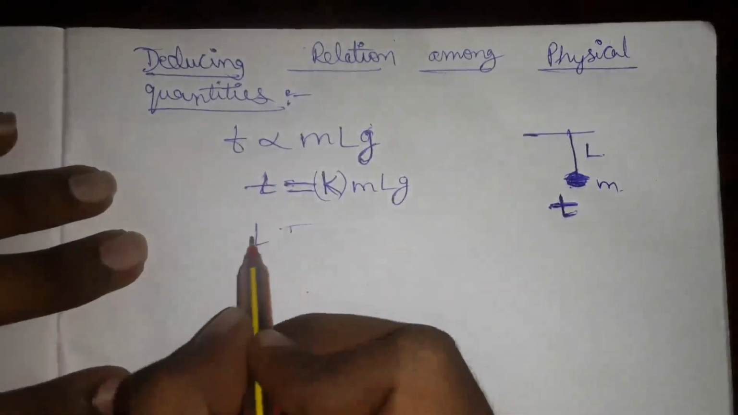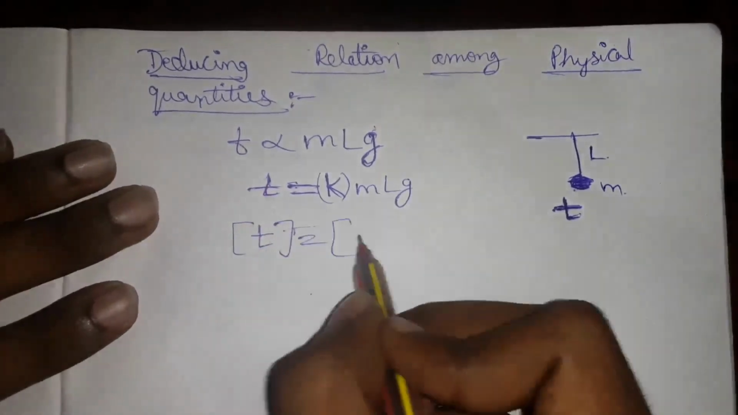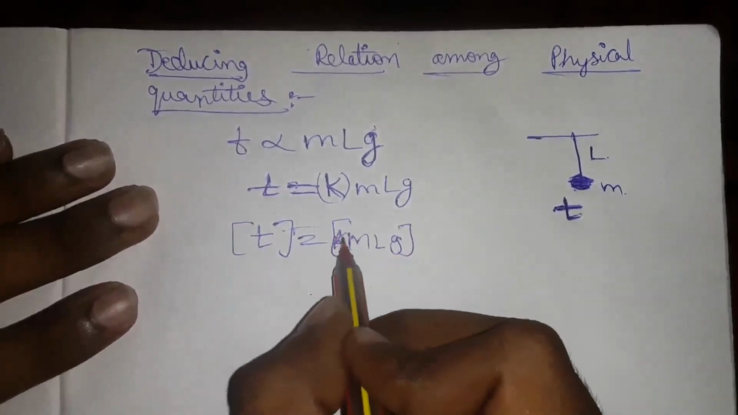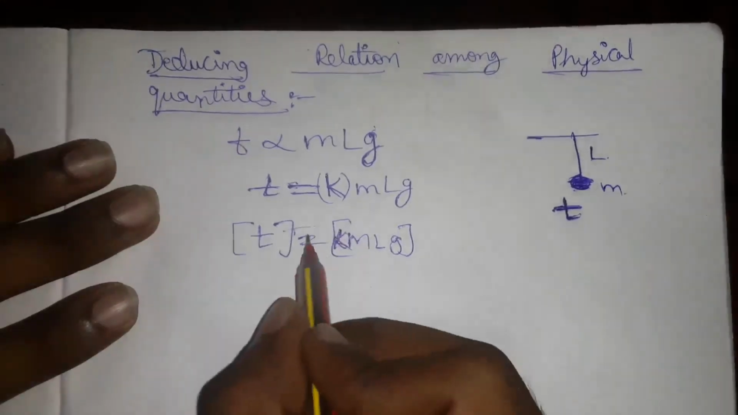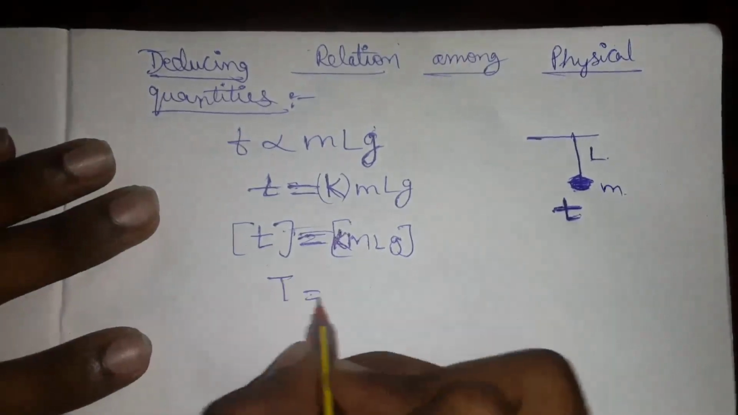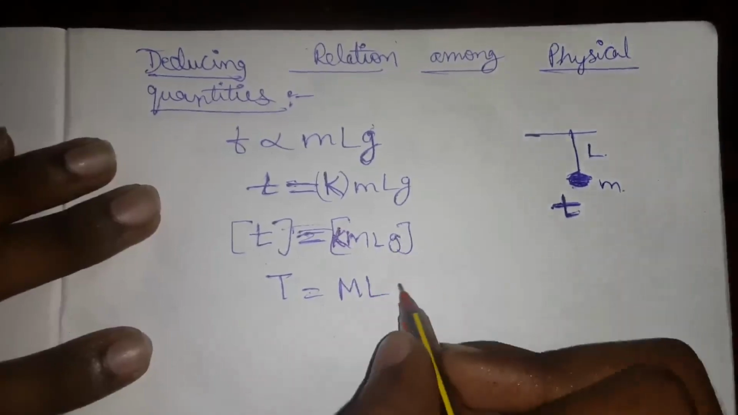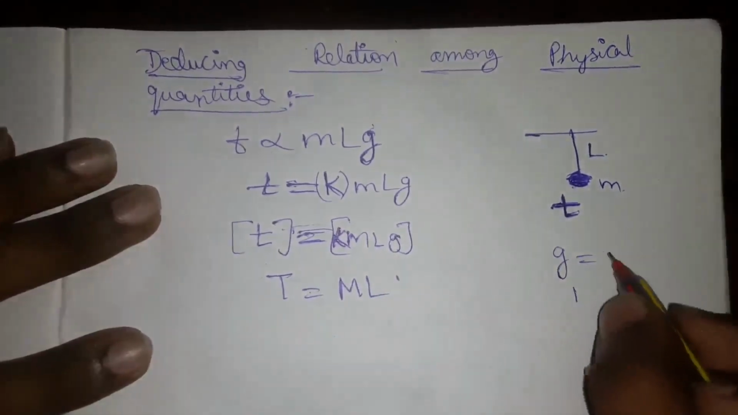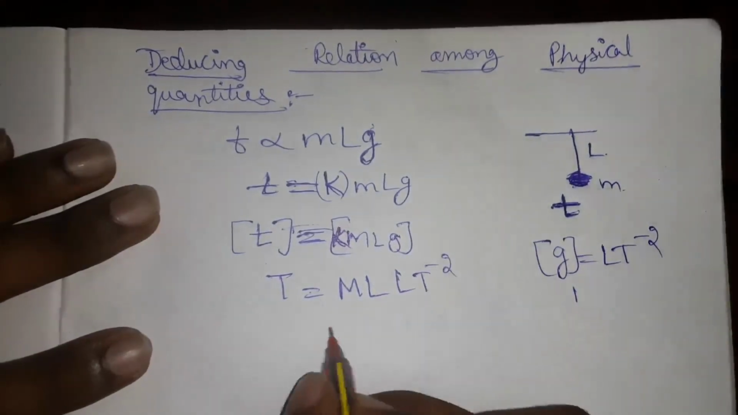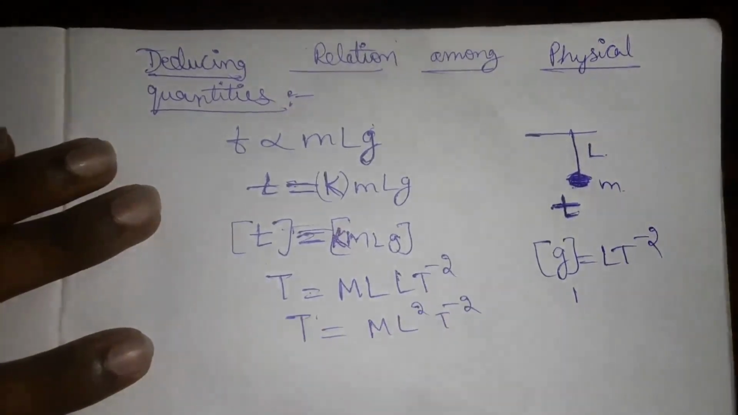So let's convert all this into a dimensional equation: the dimension of t, dimension of k, m, l, g. Obviously the constant is neglected here as it has no dimensions of its own. So t is time, k is neglected, m is m, l is l, g is acceleration, so acceleration has dimensions of LT minus 2. So let's write it down: M L squared T minus 2, then T.